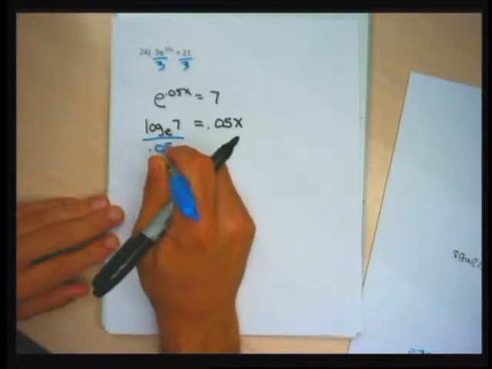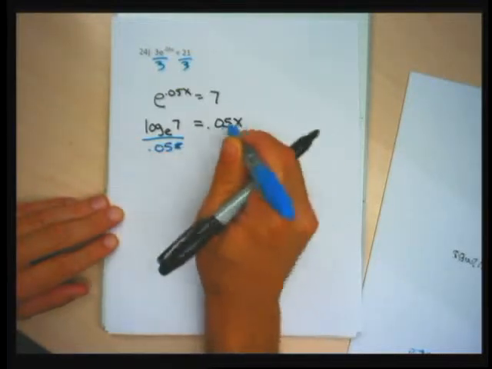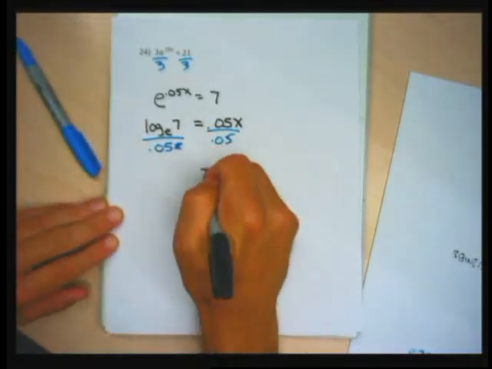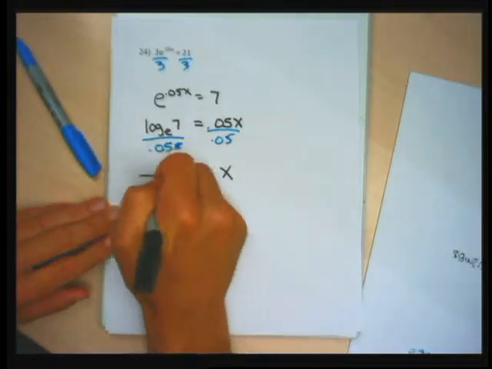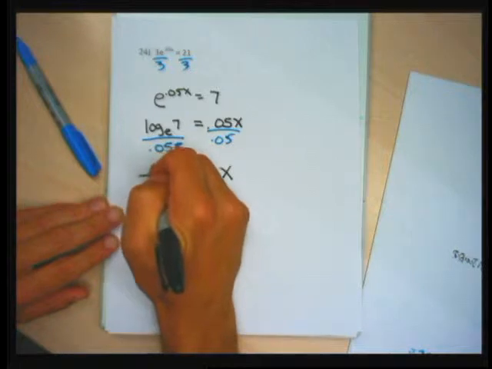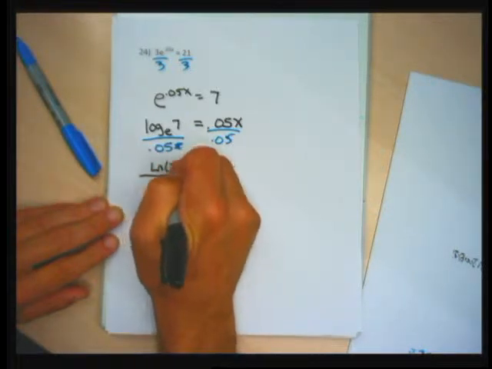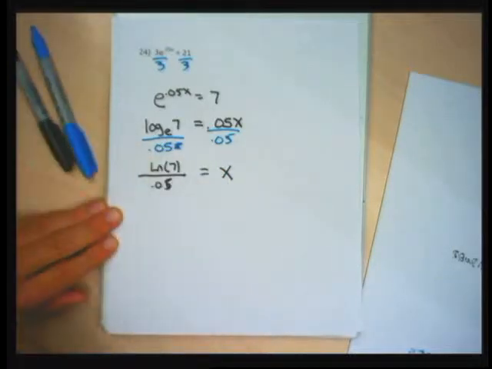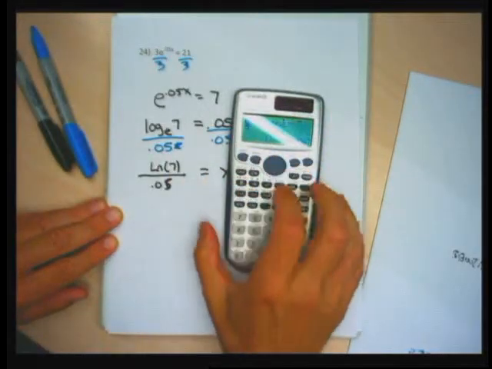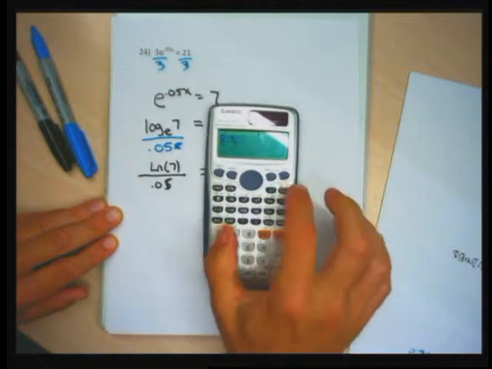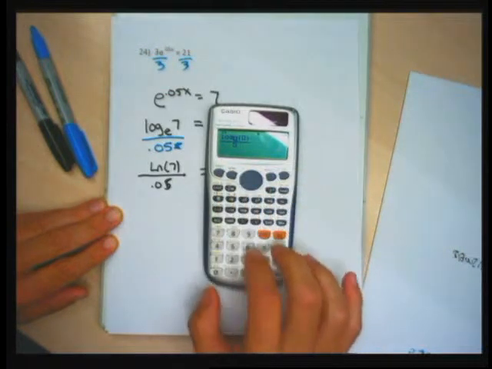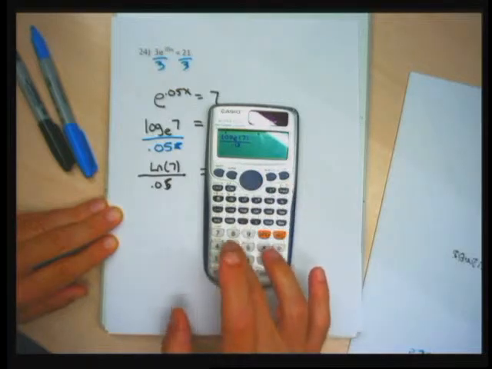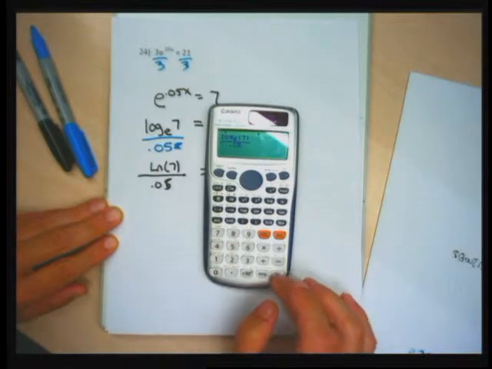I divide both sides by 0.05 and not the x. On the right side, I get the x. On the left side, I get something I need to use my calculator for. I like doing the ln as opposed to log base e, but both will work. If I decided I wanted to do log base e, I'd go fraction, log, alpha, e, log base e of 7 over 0.05. You don't need to use the ln.